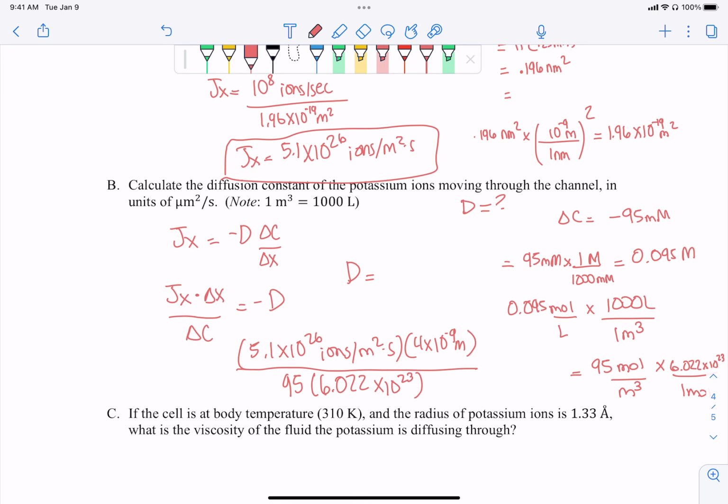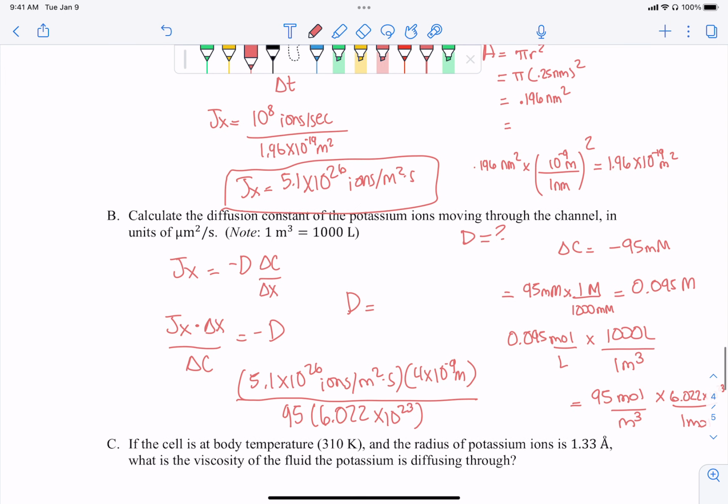Yeah, that's about right. I got specifically, I think I got 3.56 times 10 to the negative 8, and that's meters squared per second. But then they want it to be in micrometers squared per second, right? So then we have to convert that.